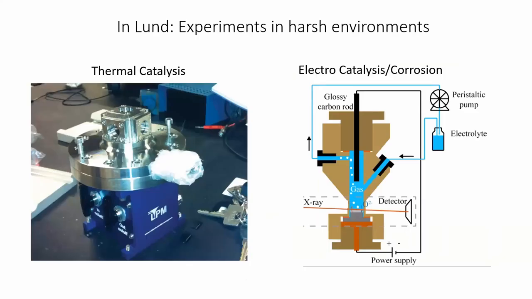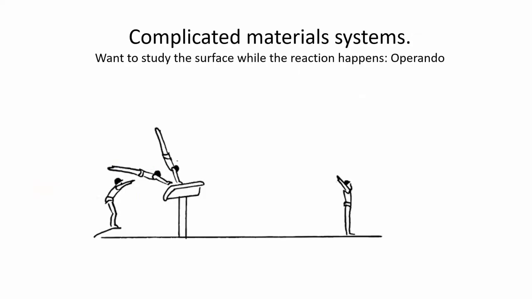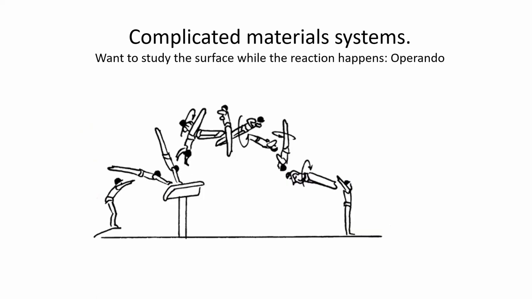So in Lund, we like to do experiments in harsh environments. We do thermal catalysis, but also electrocatalysis and corrosion. Here we use some kind of an electrochemical cell for these investigations. And why do we do that? Well, of course, it's great to see the initial state of your material. And then you end up with a final state, which can be excellent, but maybe you can make it better by changing something. But what we are interested in is to look at the process in between this initial state and the final state here.